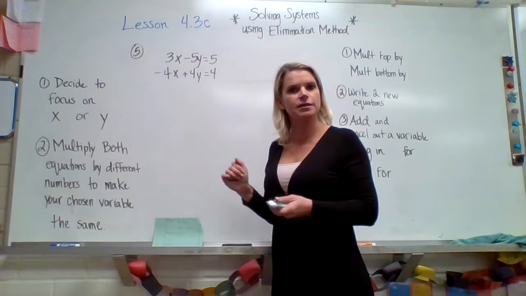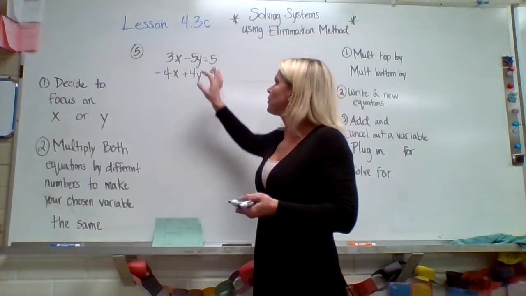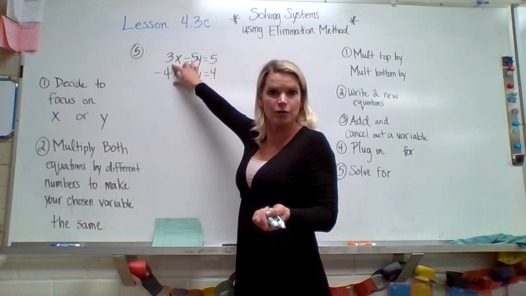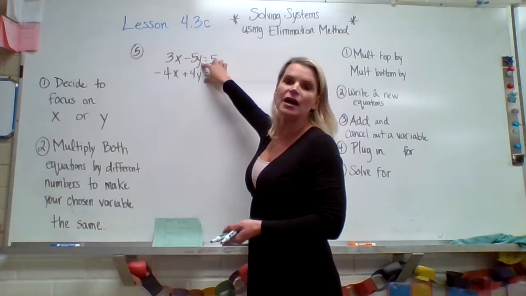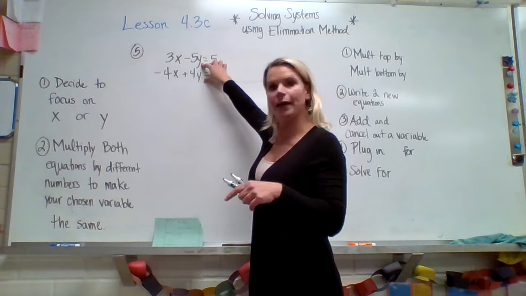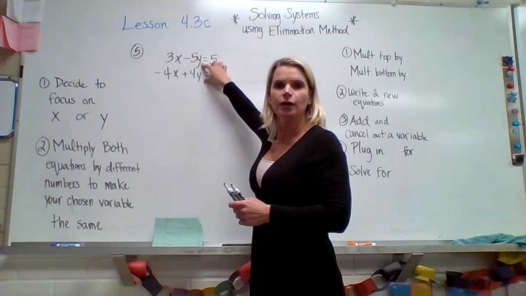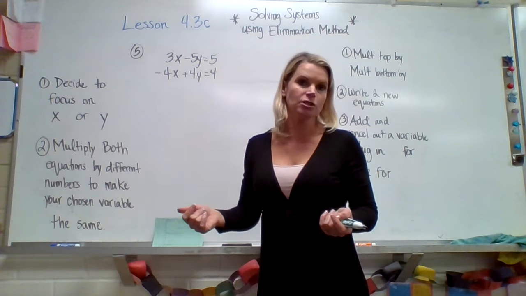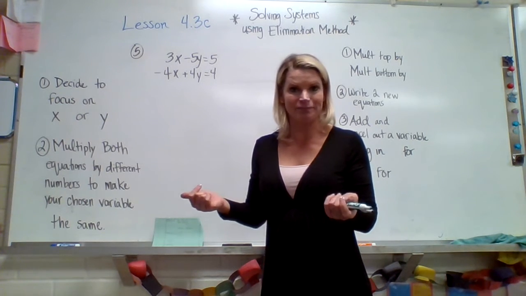So now here's your task. Should I make both of the x's a 12, right? 3 and 4 go to 12. Or should I make both of the y's a 20, since 5 and 4 make 20? It's your choice. It doesn't matter. You will get the same answer. And so it's really a personal preference thing.